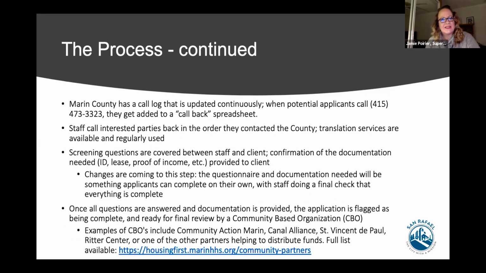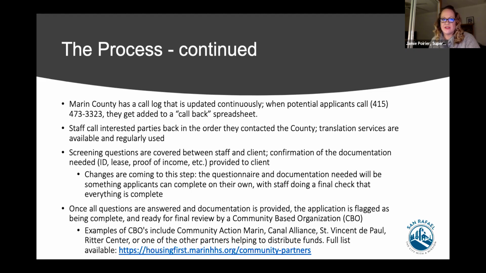So again, what does this actually look like in the process? Marin County has a call log that is updated daily. When people call the 415-473-2223, they get added to a callback spreadsheet. You can also find this number on the Marin County website. We call the interested parties back in the order in which they got on that first call log.